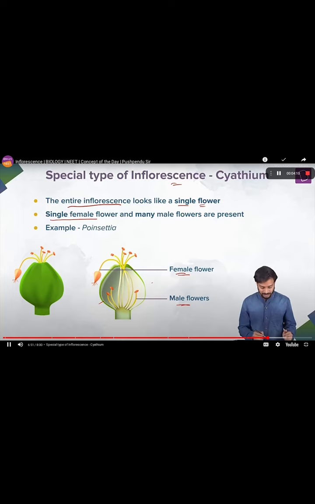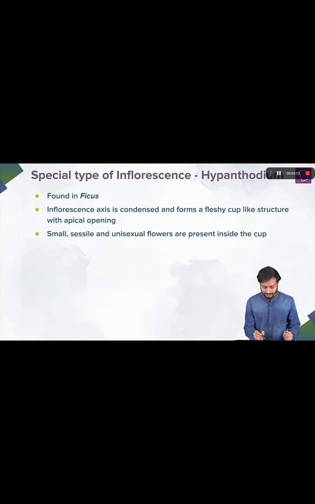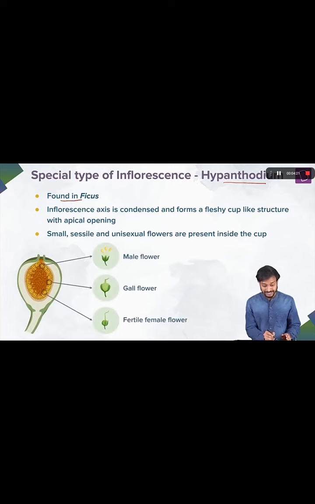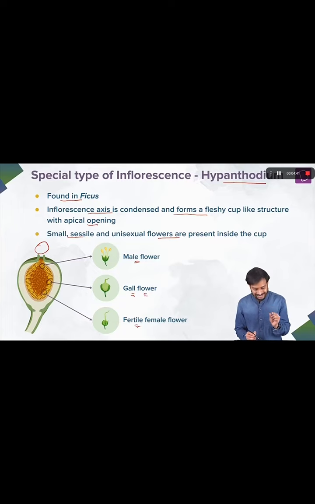Let me talk about the next one. Hypanthodium is found in Ficus. See here: the inflorescence axis condenses and forms a fleshy cup-like structure with an apical opening. Can you see the opening over here? Small, sessile and unisexual flowers are present inside the cup. See here: male flower, fertile female flower. This is the gall flower. You know what a gall flower is? A gall flower is basically a short style flower.